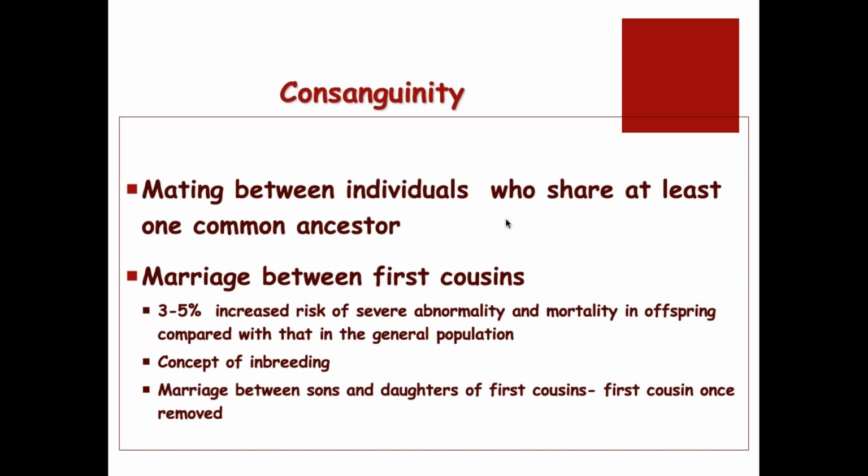So this is a 4th-degree consanguinity, or marriage between first cousins once removed. I hope this is not too difficult to understand. First cousins: mama, chacha, masi, bua, anybody's child. That is a 3rd-degree consanguinity. But if mating occurs between sons and daughters of first cousins, this is 4th-degree consanguinity, and it is also called first cousins once removed. Once removed means either parents of first cousins or children of first cousins. They are actually first cousins once removed. So this is the concept that has to be understood.